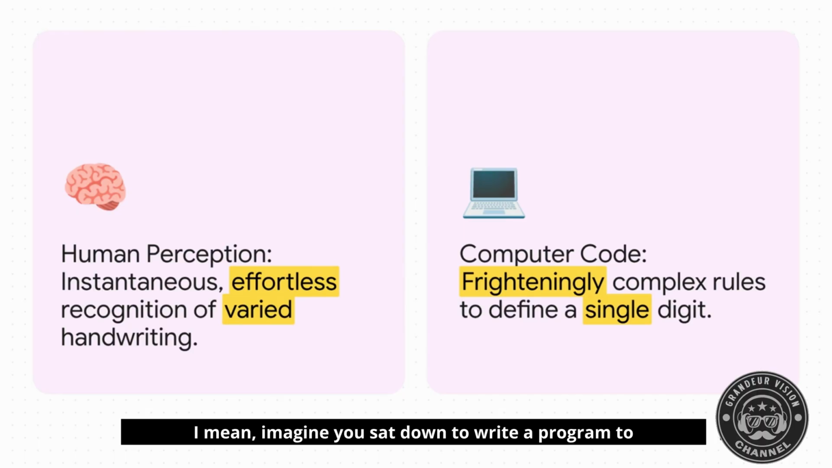I mean, imagine you sat down to write a program to recognize digits. You'd have to create this impossibly long list of rules. Like, what about a 3 with a flat top? Or a really loopy one, a slanted one? The task just explodes from being super simple for us to frighteningly complex for code. This is why we need a completely different approach.